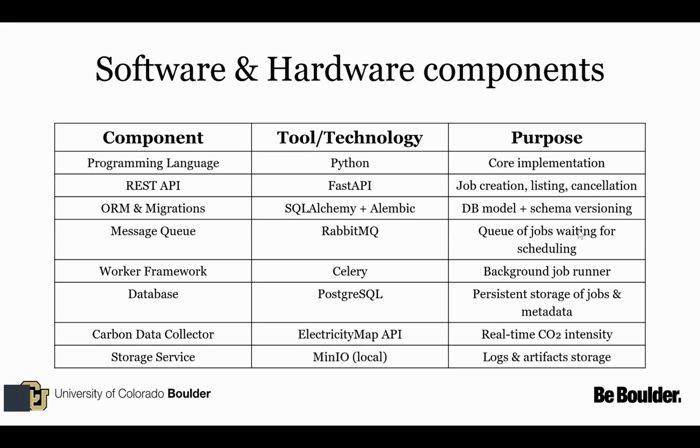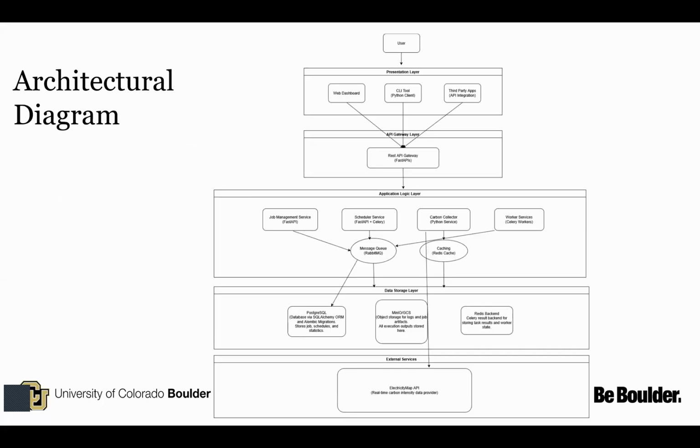These are the software and hardware components we have used in our project that let us successfully satisfy the four requirements of the listed components: API interfaces by FastAPI, message queues by RabbitMQ, databases using Postgres, and message marshalling or encoding using Celery. Okay, so now I'll walk you through the architecture of our carbon aware scheduler.